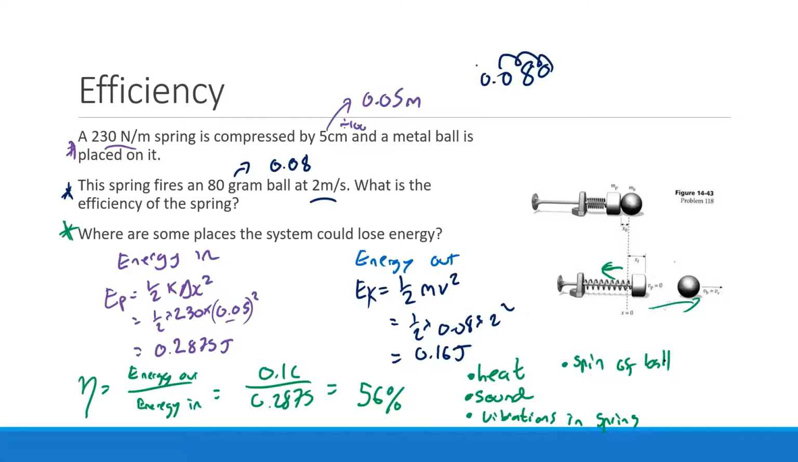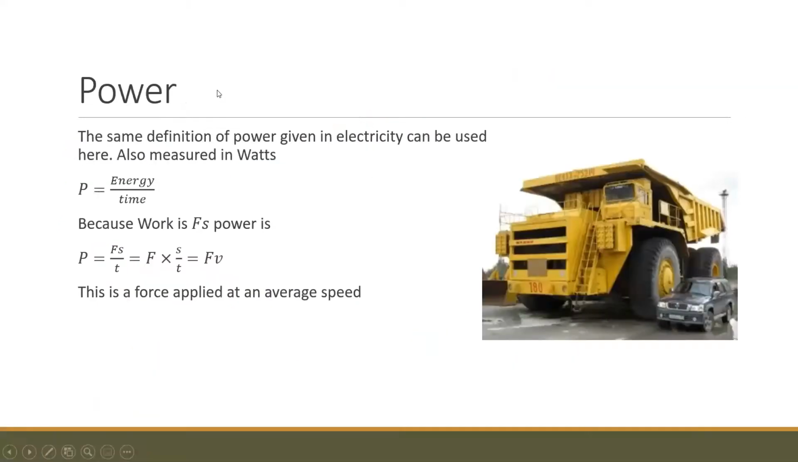Okay, got about 15 minutes left. Let's do the last idea. The last idea is an idea that you guys have seen before already. It's power. This is the same definition of power given in electricity, can be used here. Also measured in watts. Now, for those of you that didn't do it, which is just, of course, Vince and Jason, this is the formula of power. Power is energy over time. It's how much energy you're expending over time.